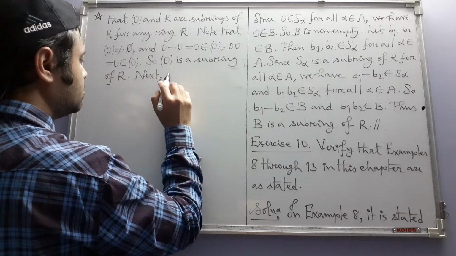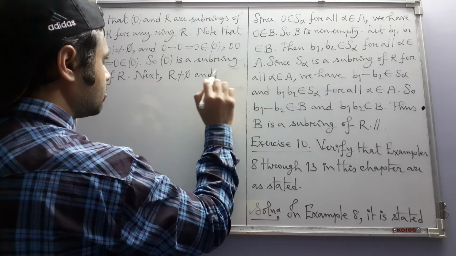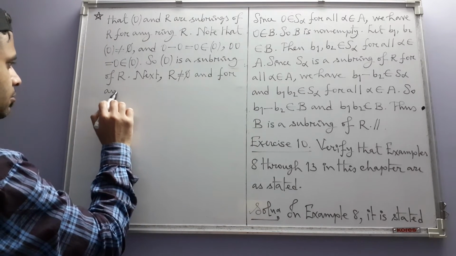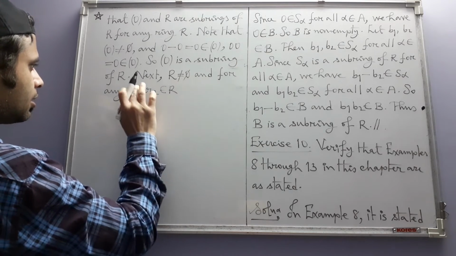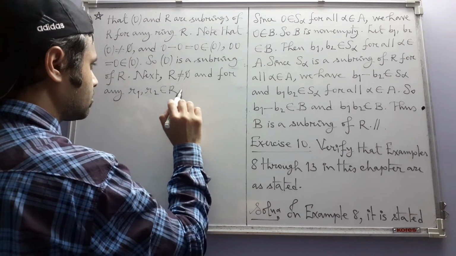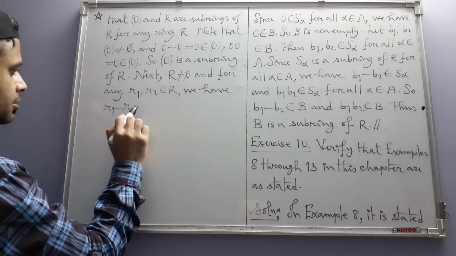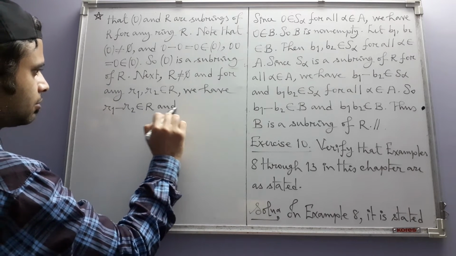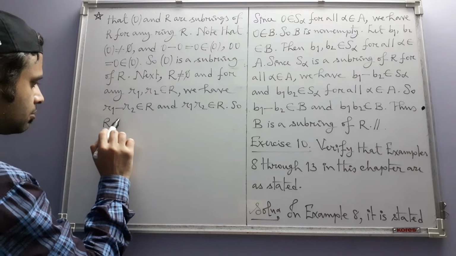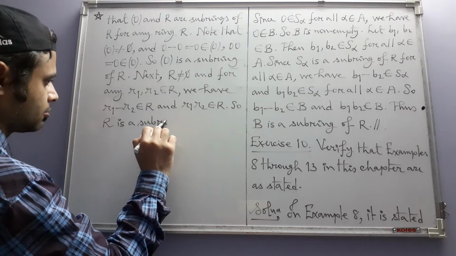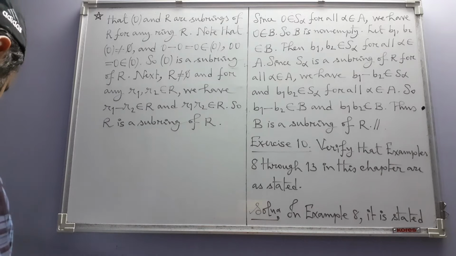Next, R itself is non-empty, and for any elements R1 and R2 in R, we have R1 minus R2 belonging to R and R1 R2 also belonging to R. So R is a subring of itself. So that is example 8.